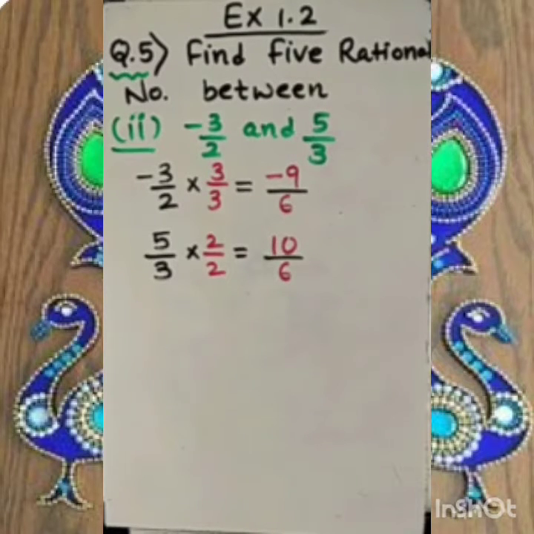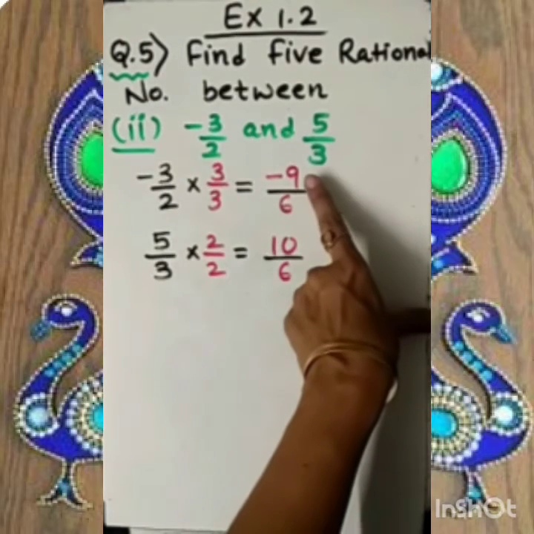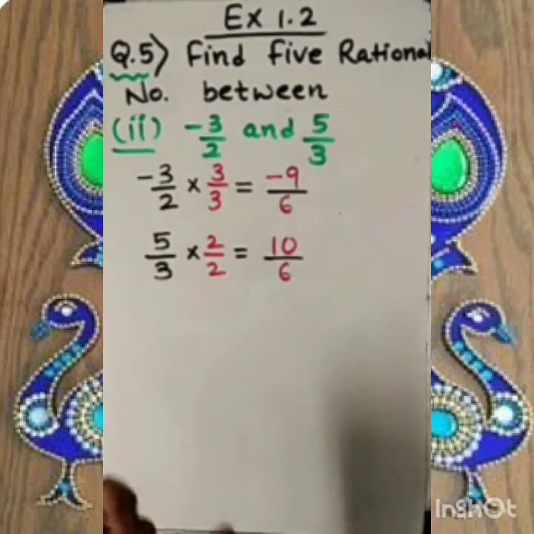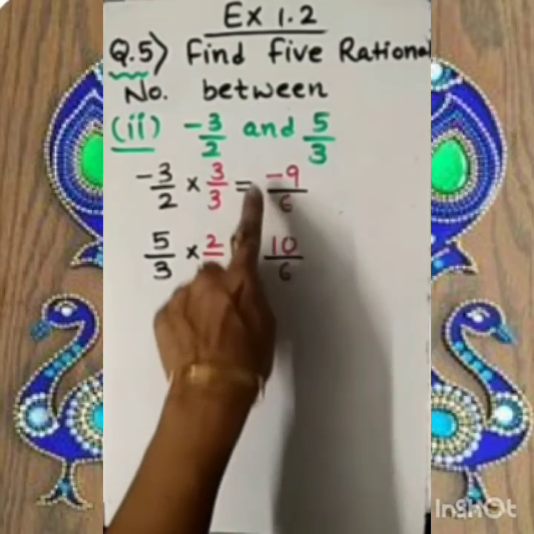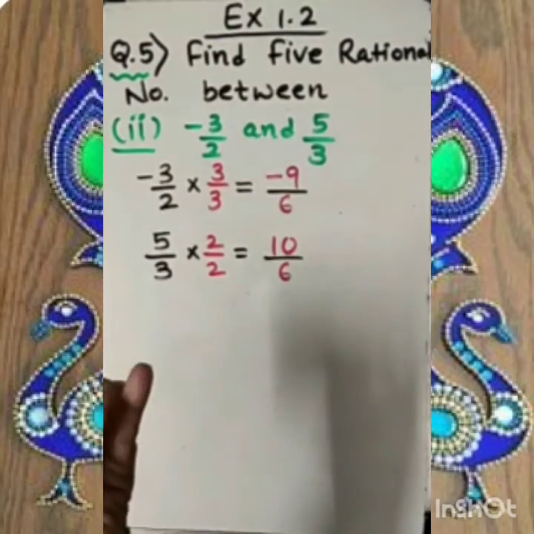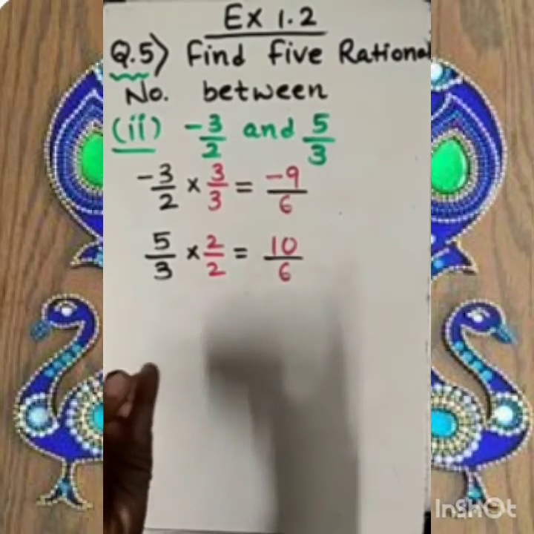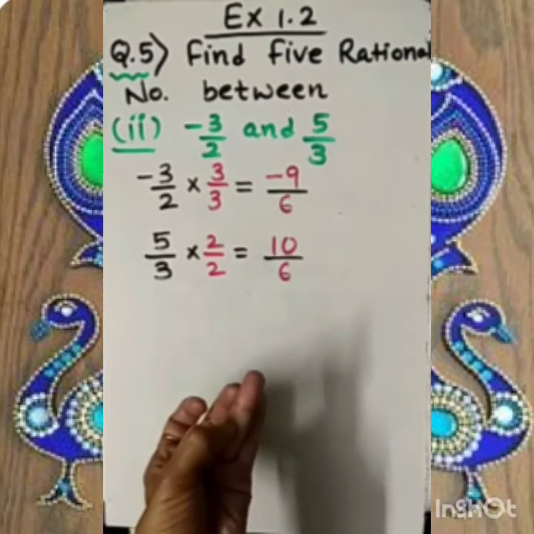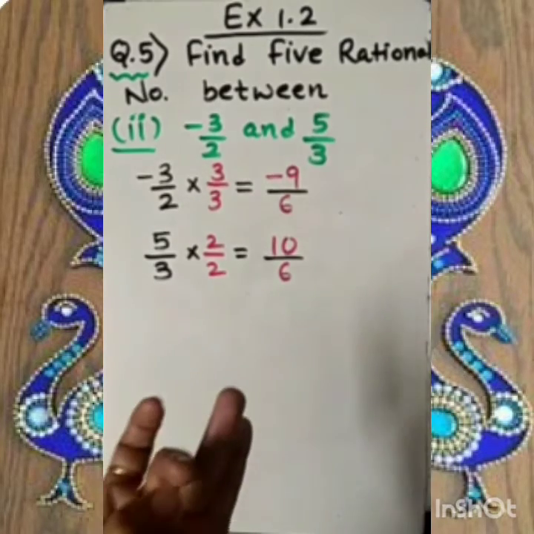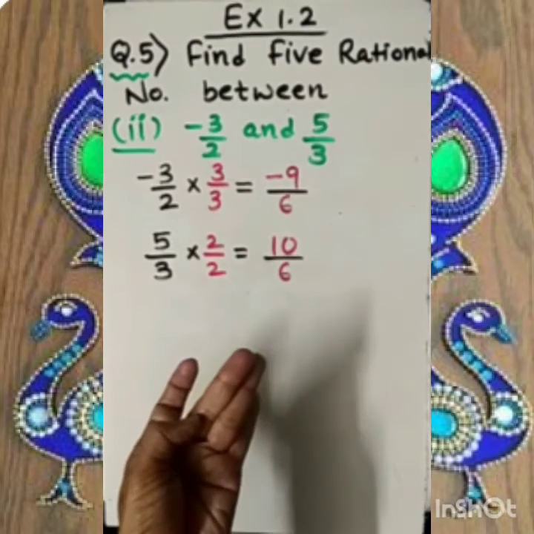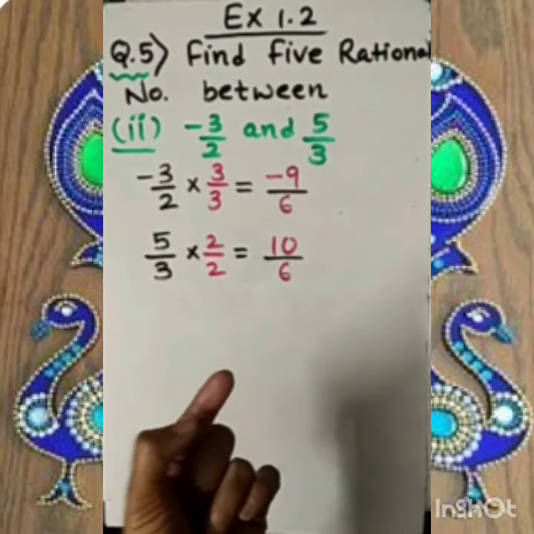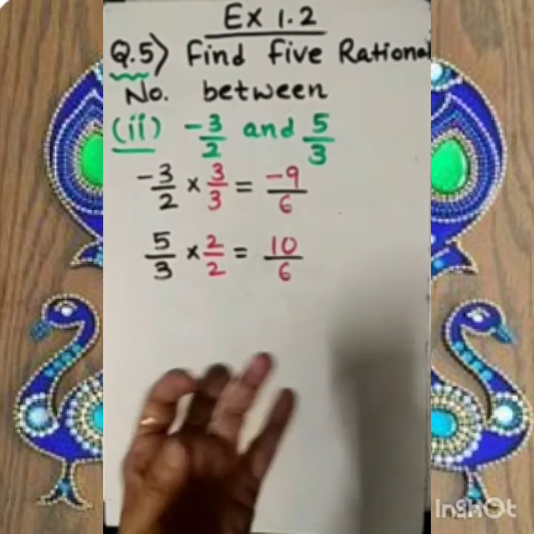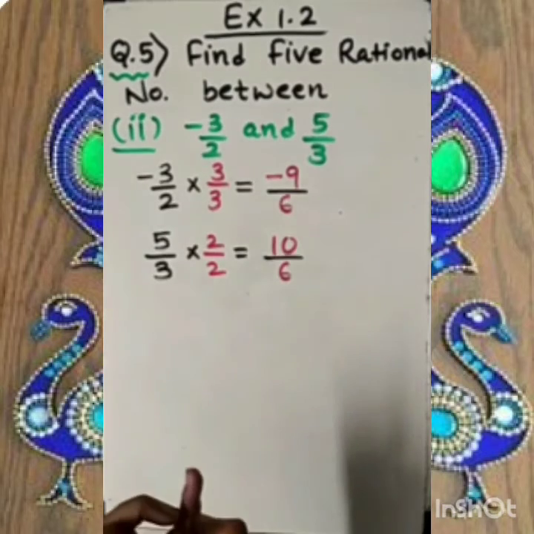Now we need to think about how many numbers we can mention between minus 9 and 10. We do not have to include these two numbers. So minus 8, minus 7 by 6, minus 5 by 6, minus 4 by 6, minus 3 by 6, minus 2 by 6, minus 1 by 6, 0 by 6, then 1 by 6, 2 by 6, 3 by 6, 4 by 6, 5 by 6, 7 by 6, 8 by 6, and 9 by 6.